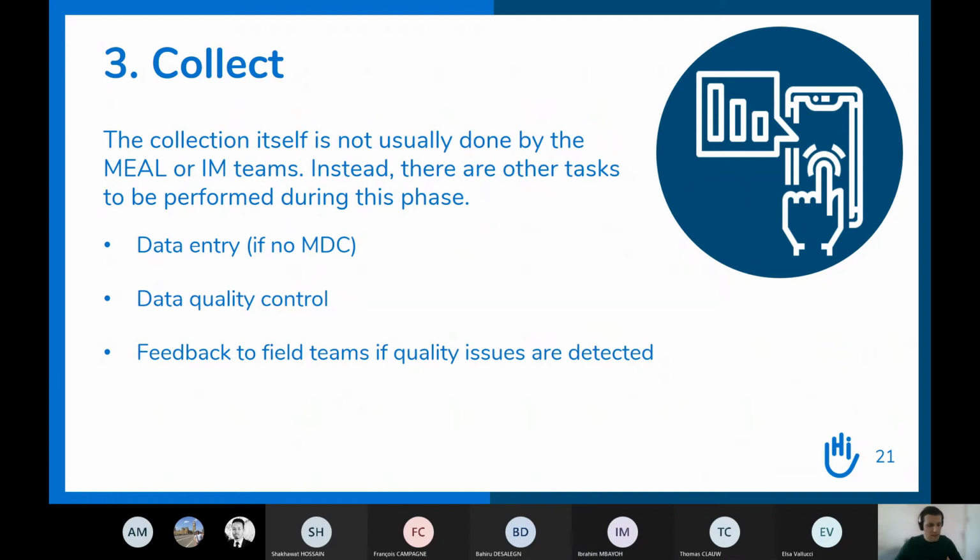Yes, you are completely right. Thanks for adding all this. For me, this goes in the data quality control, but you're right that it wasn't very clear in what I said. So thanks for adding all this.